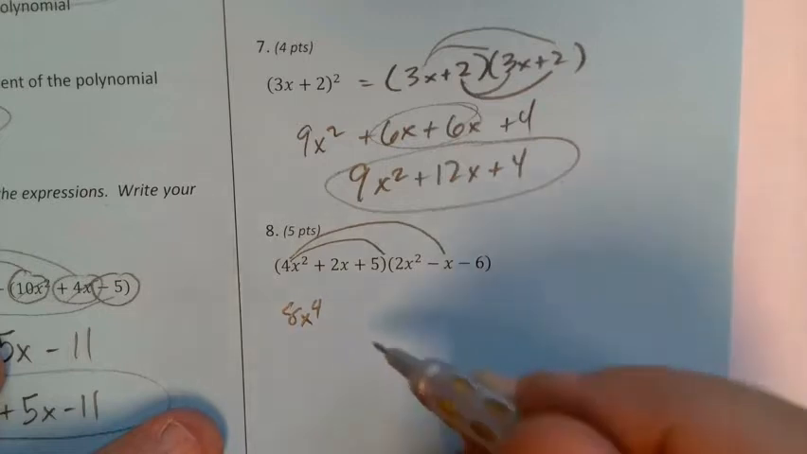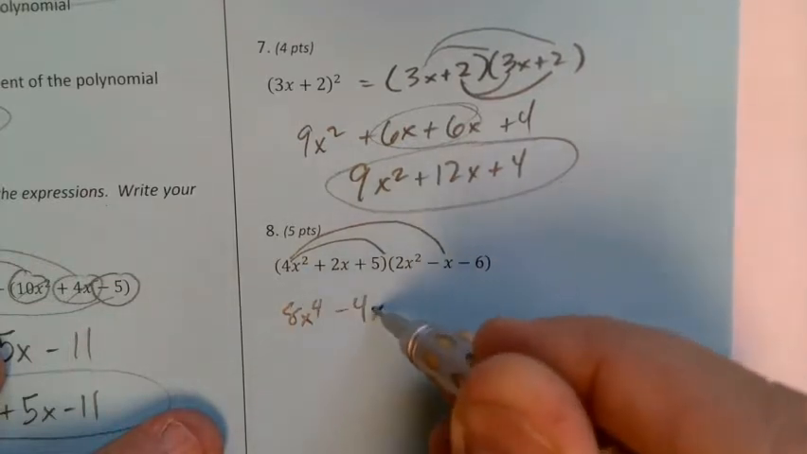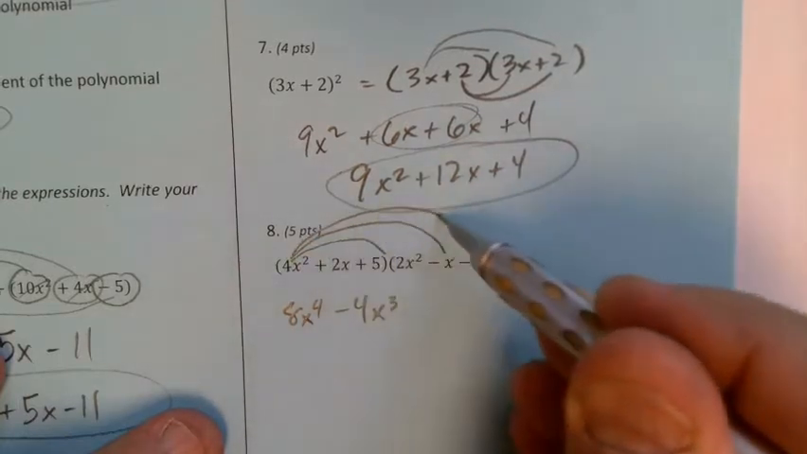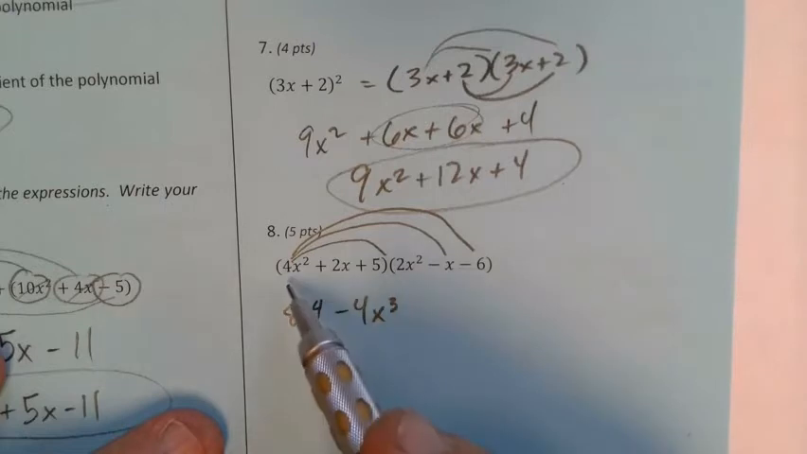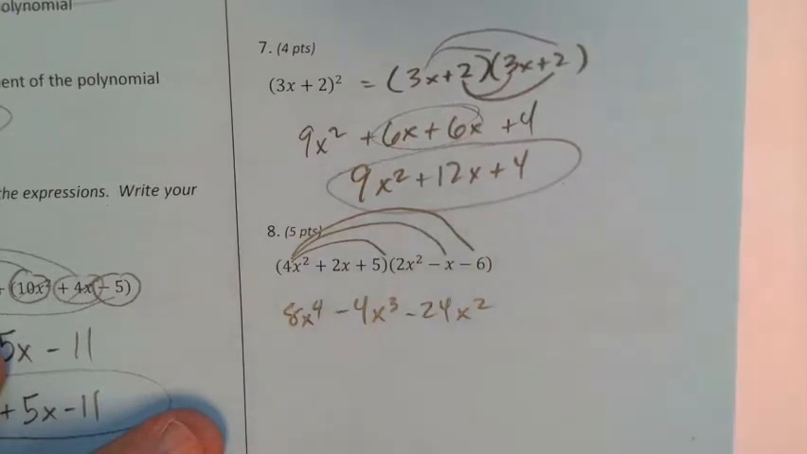4x squared times negative x. 4 times negative is going to be a negative 4. And x squared times x is x cubed. Remember, I multiply the numbers, add the exponents. 4 times negative 6 is negative 24. And x squared just tags along.